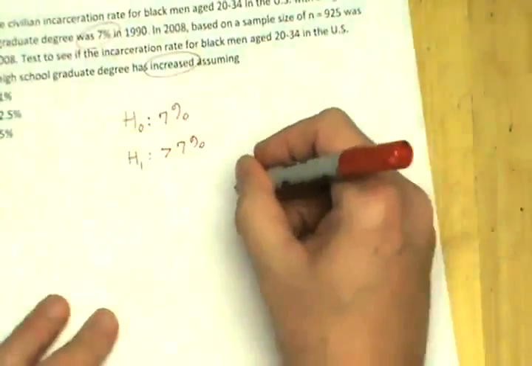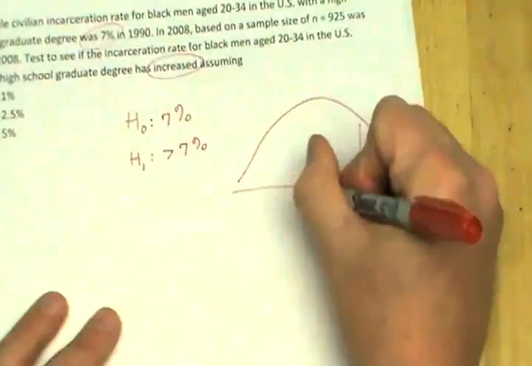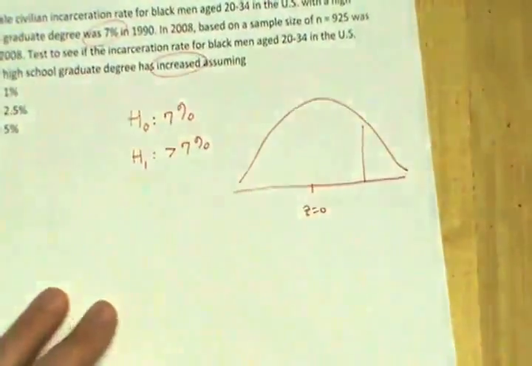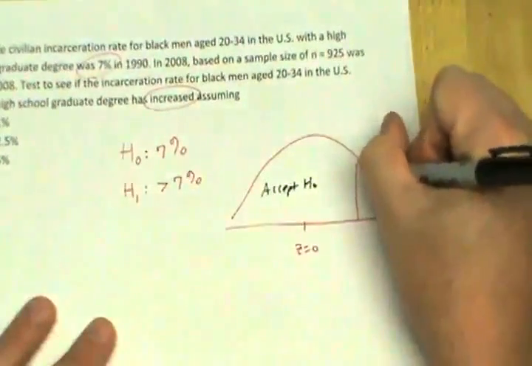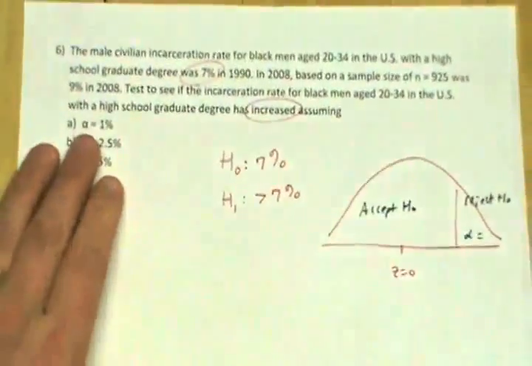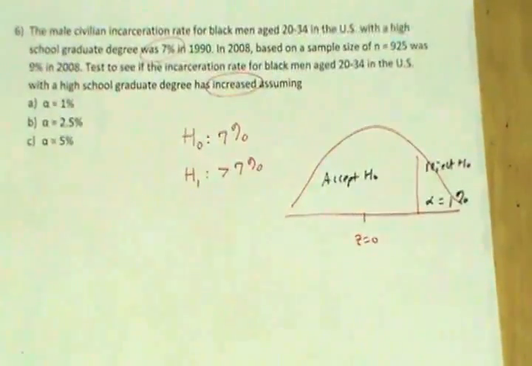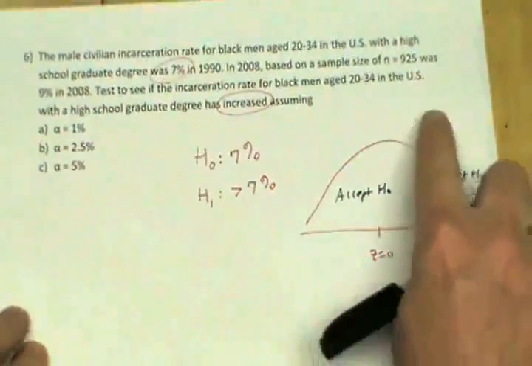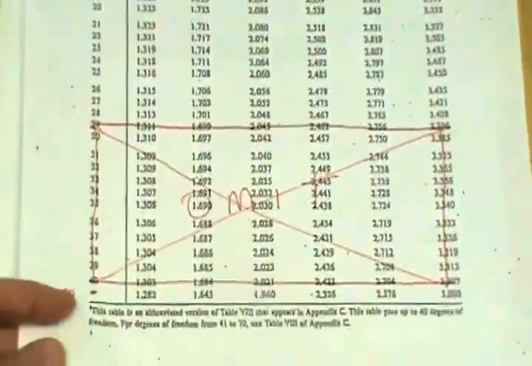Okay, here we go. Draw ourselves a bell-shaped curve. Right tail test. The average is 0. Accept H0. Reject H0. And alpha, we're first starting off with an alpha of 1%. The sample size, 925. So in our T-chart, 0.01, go all the way down, 30 or more, we get 2.326.